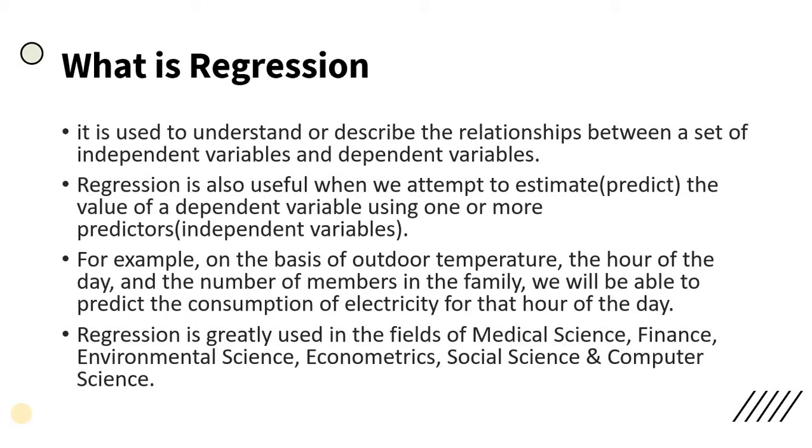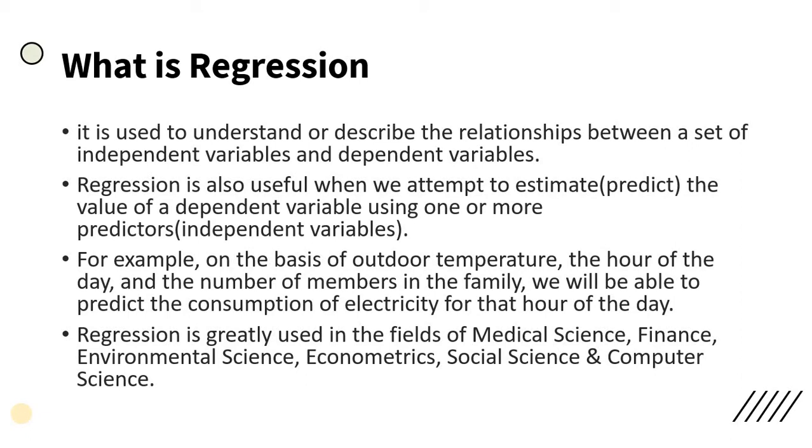Regression is also useful when we attempt to estimate or predict the value of a dependent variable using one or more predictors. It is possible that we use one independent variable and one dependent variable, and it is also possible that we predict the value of the dependent variable based on multiple independent variables. But in each case the dependent variable is only one, and the independent variables may vary. Regression is greatly used in the fields of medical science, finance, environmental science, econometrics, social science, and computer science.